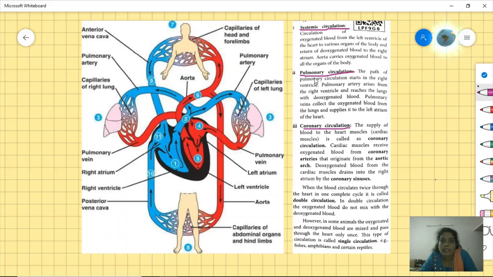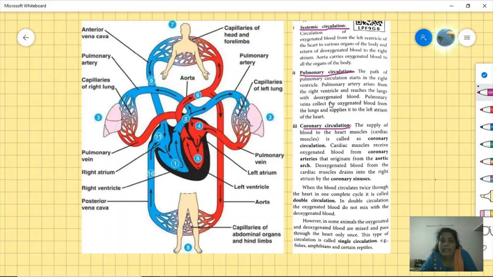Second one, pulmonary circulation. What is pulmonary circulation? The path of pulmonary circulation starts in the right ventricle. This is the right ventricle. So systemic circulation starts in the left ventricle, and pulmonary circulation starts in the right ventricle.